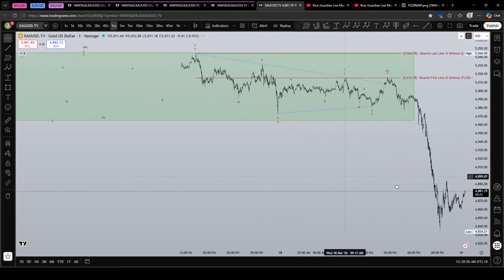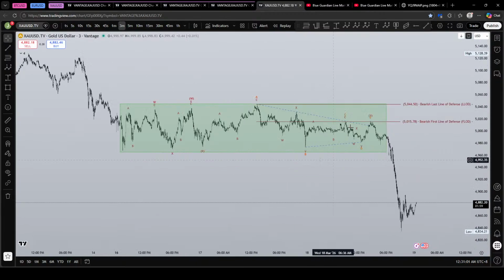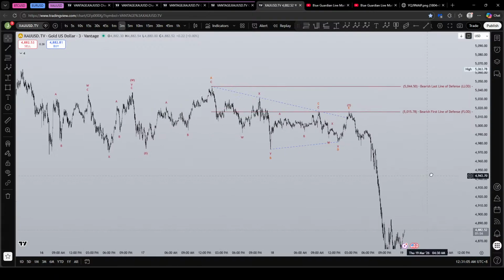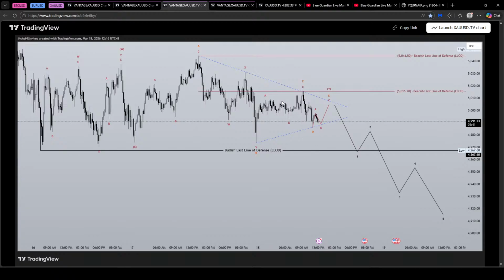And as you can see, let me just change it to 3 minutes. From this analysis, it played out well. Next one. So from this analysis this morning, the market did well as forecasted using the objective rules of Elliott wave theory.